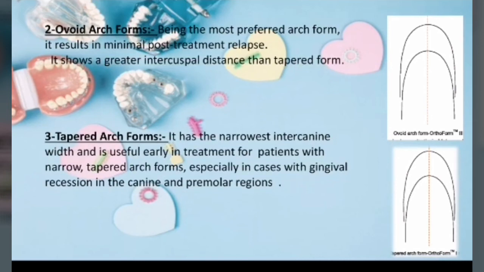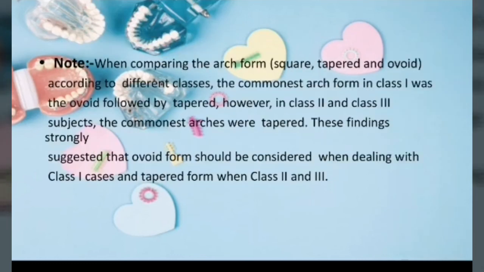Ovoid arch forms. Being the most preferred arch form, it results in minimal post-treatment relapse. It shows a greater intercuspal distance than the tapered form. Tapered arch form: it has the narrowest intercanine width and is useful early in the treatment for patients with narrow tapered arch forms, especially in cases with gingival recession in the canine and premolar regions.